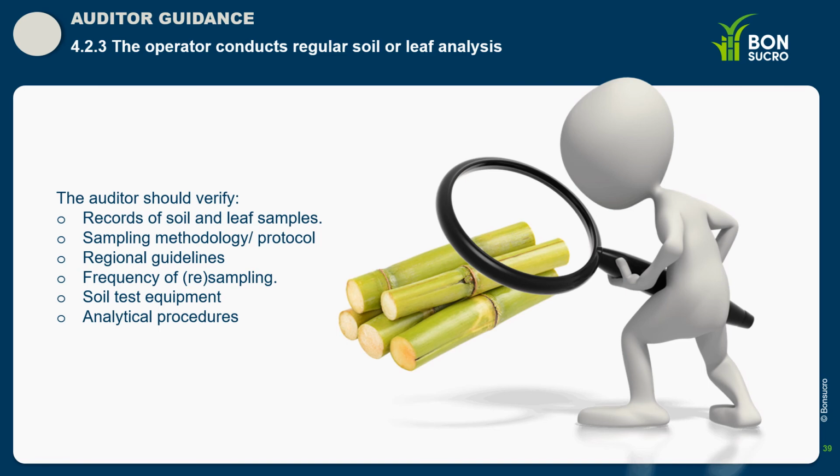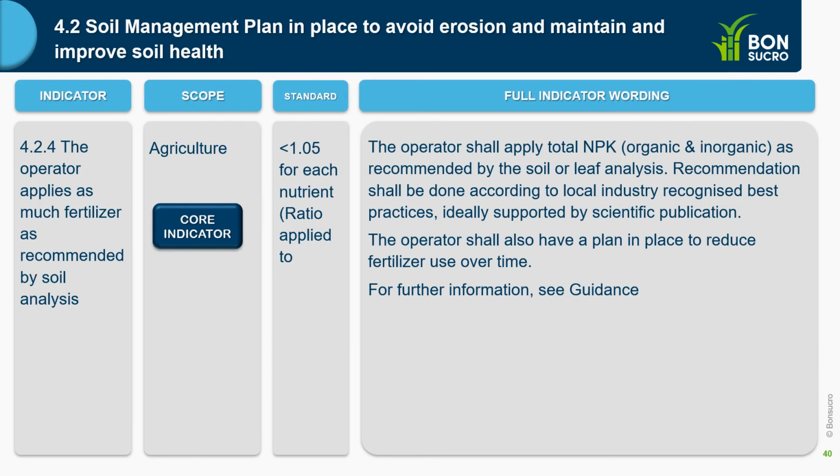And of course, the agronomic teams take that information to measure the indicator from the soil management plan, and also take this information to construct the fertilizer plans and recommendations. Now 4.2.4, the fourth indicator in this criterion: the operator applies no more fertilizer than recommended by soil analysis. So no more than 5% above the recommendations.